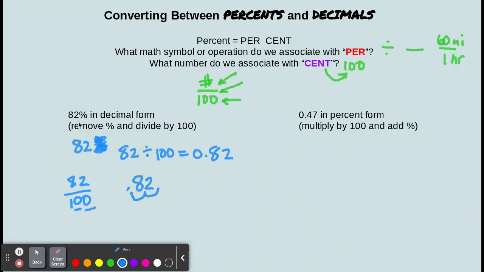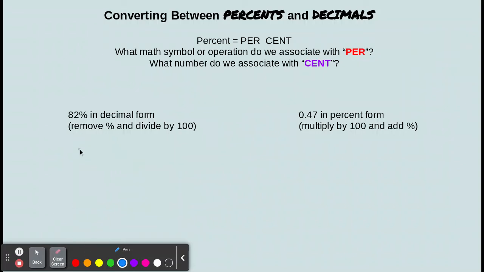So to convert a percent into decimal form, simply take the number, remove the percent sign, and move the decimal place 1, 2 to the left. You move 2 spaces to the left.